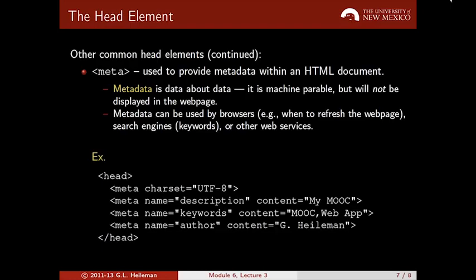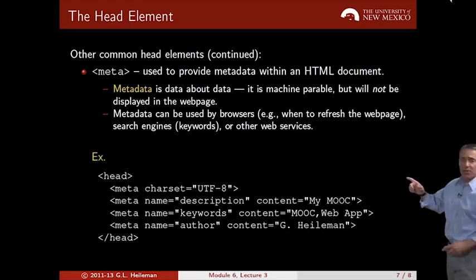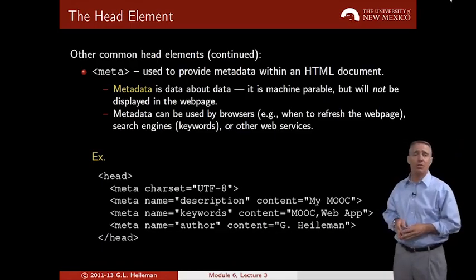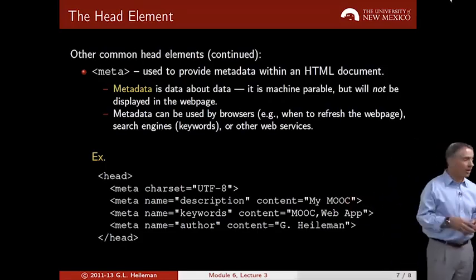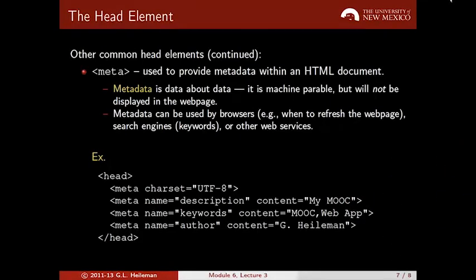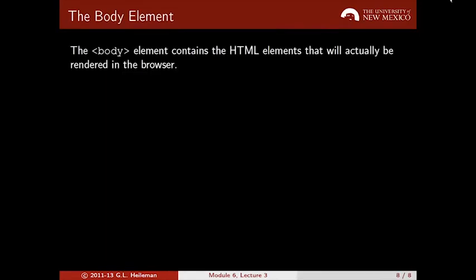So here's an example. And by the way, this first one I'm showing here, this character set, is a very common one to specify. This is a Unicode character set, 8-bit. It's a variable length encoding scheme that's very popular to use nowadays. Unicode allows you to specify characters other than English, and so that's why it's very popular. The description of the website I'm showing here, the keywords, as well as the author, are very common things that you can put as meta information into the head section of a document.